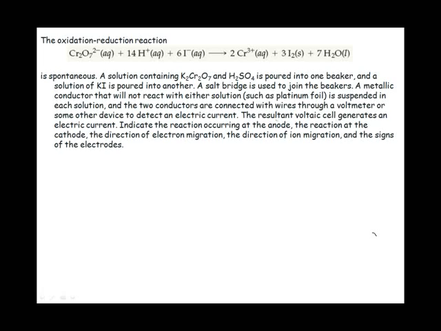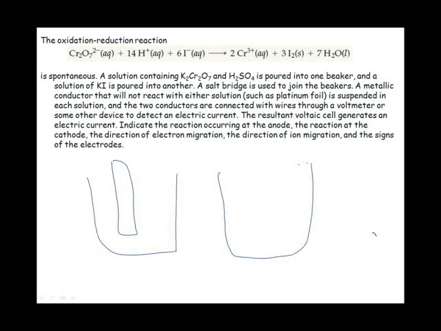Alright. The resultant voltaic cell generates an electric current. Indicate the reaction occurring at the anode, the reaction at the cathode, the direction of the electron migration, the direction of ion migration, and the signs of the electrodes. Okay, so let's draw a cell. It's best to do it in two beakers. I'm not the best artist, as you know. I have two electrodes, both platinum. Those electrodes are going to be connected to a voltmeter where electricity will flow through. I need to have a salt bridge. I'll explain the purpose of the salt bridge in a second.